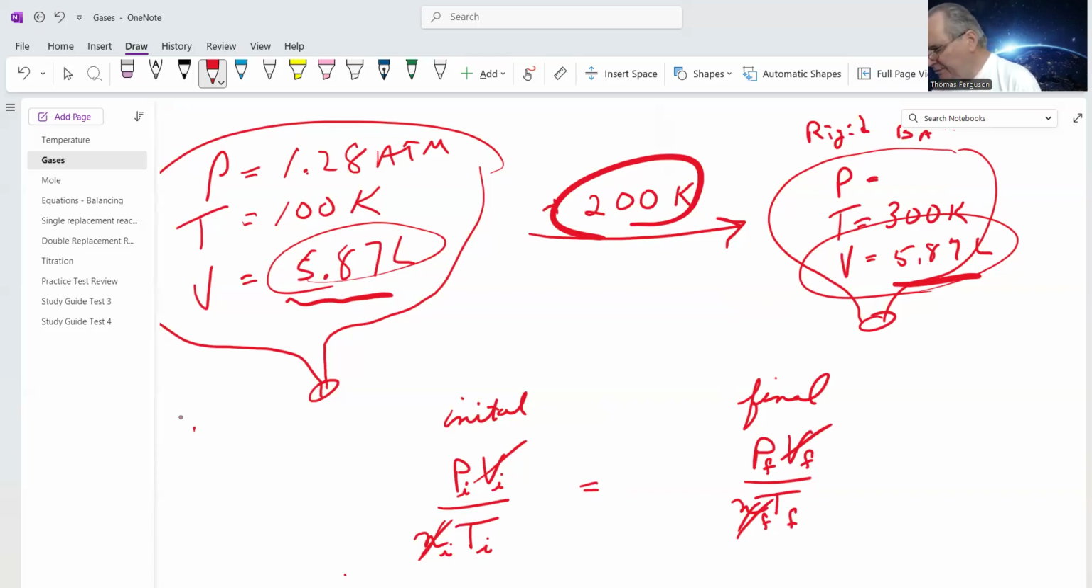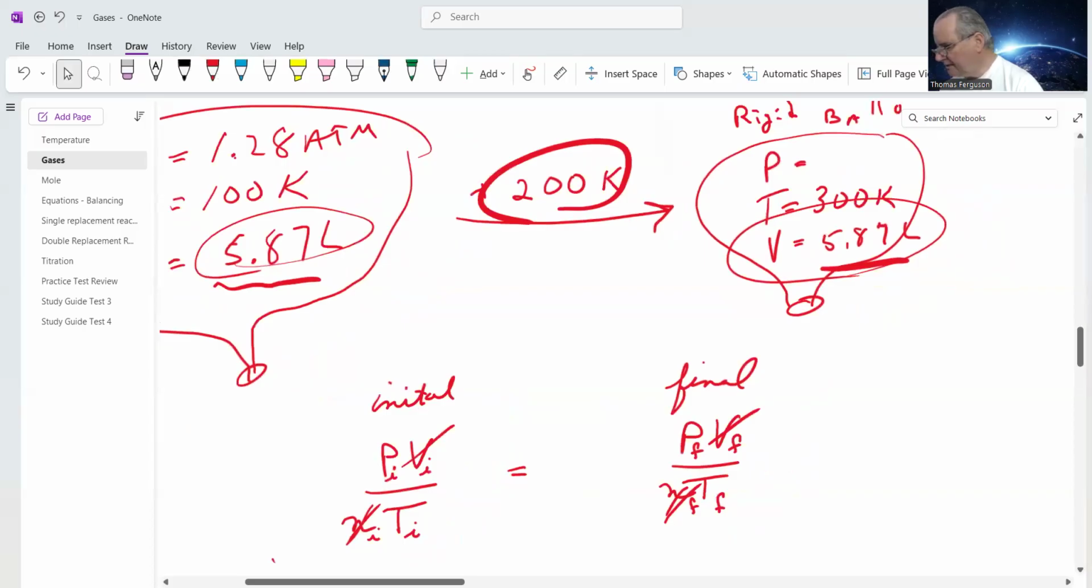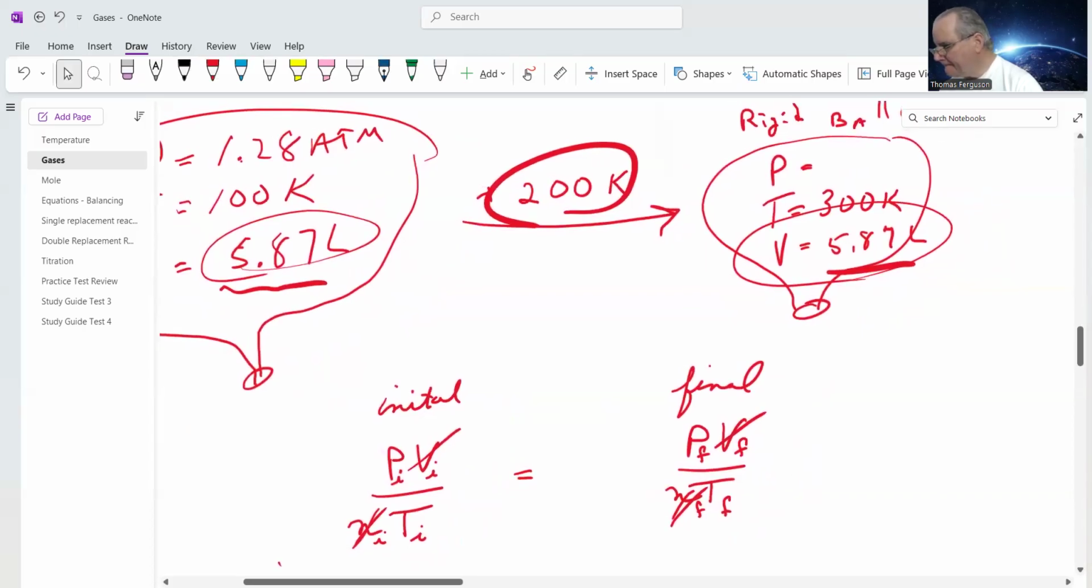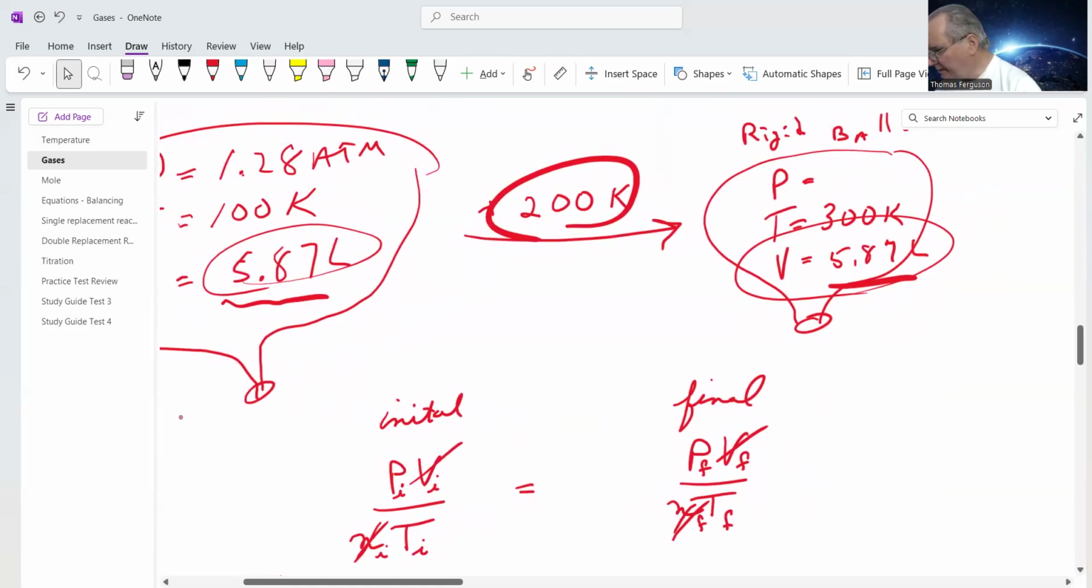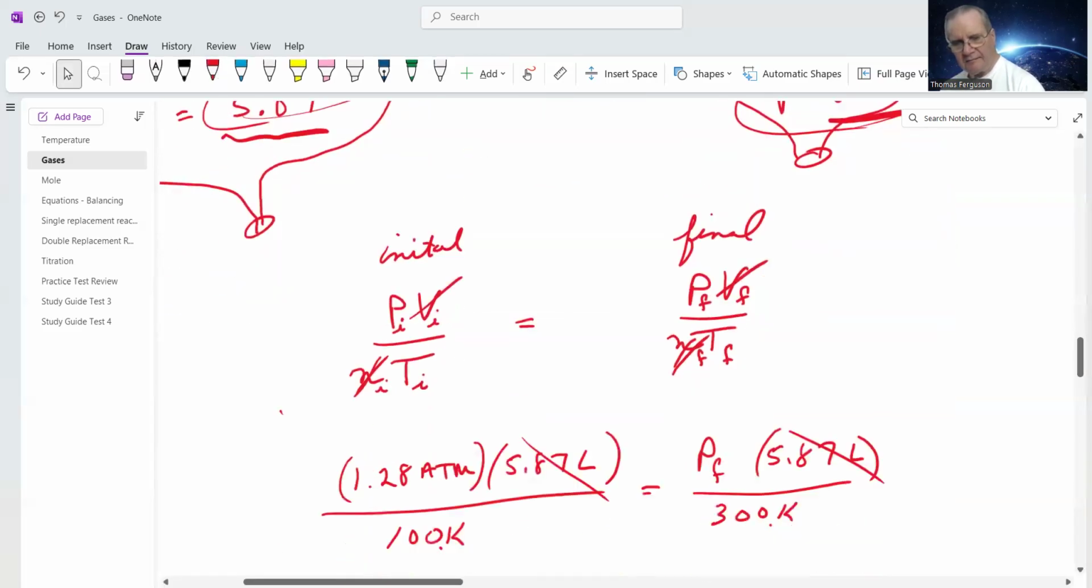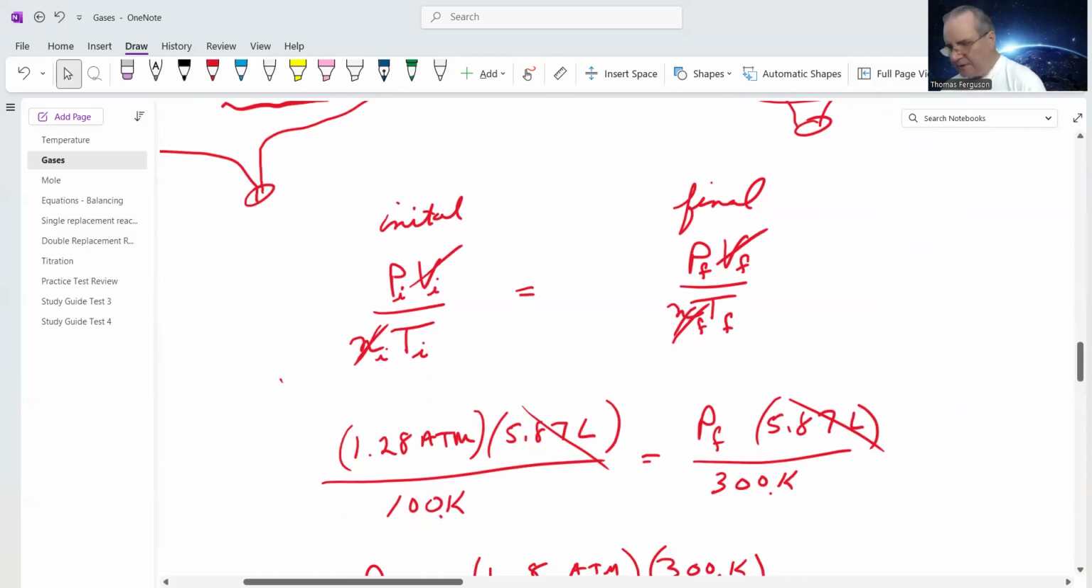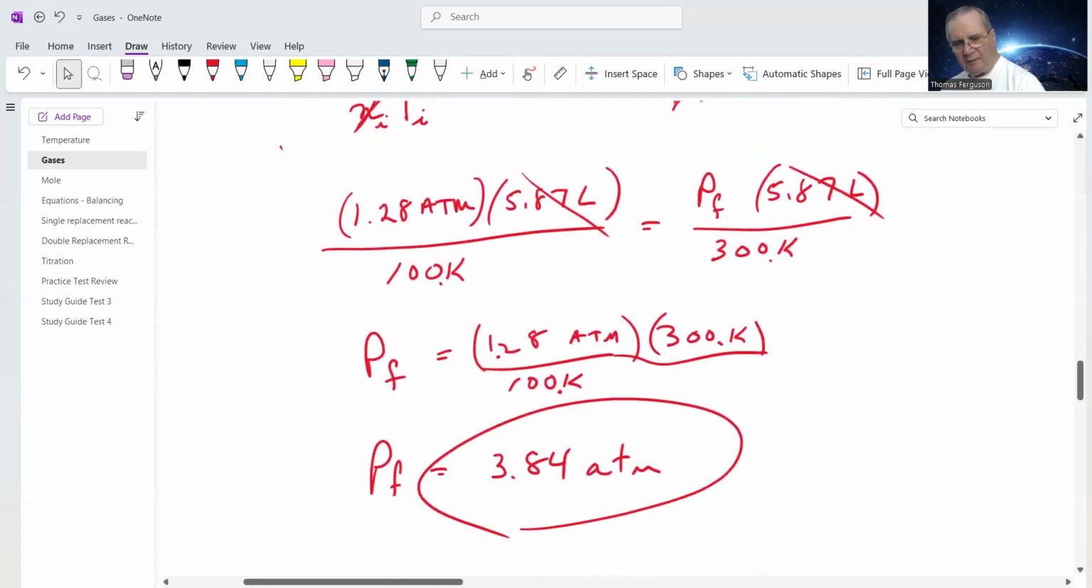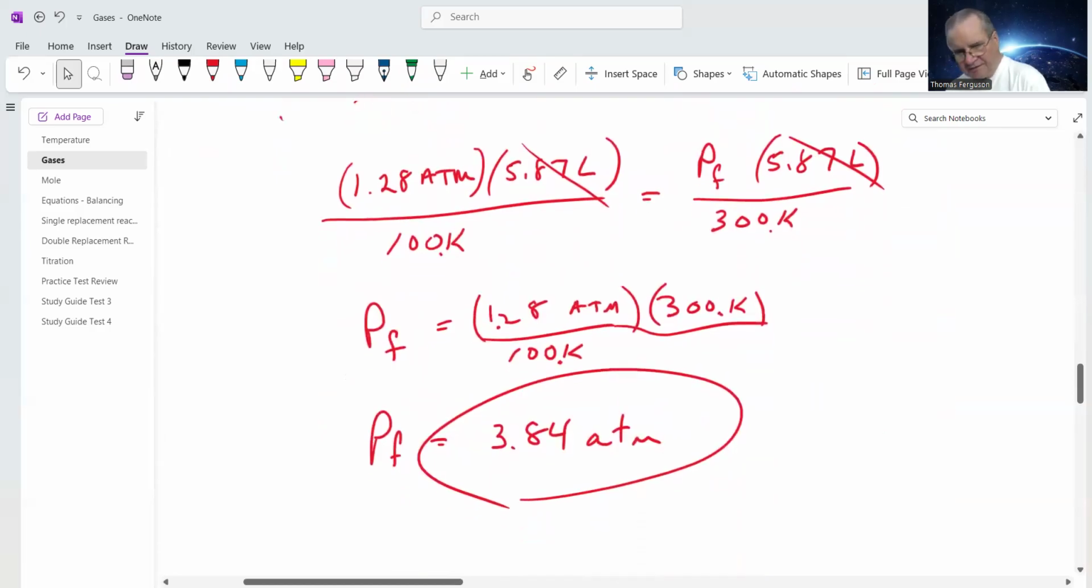What does change is the temperature. So we don't know the temperature, and the pressure goes from 128 to question mark. So initial temperature is 100, final temperature is 300, 100 plus 200. So all we're doing is plugging into what's left over. We'll end up with 3.84 atmospheres.